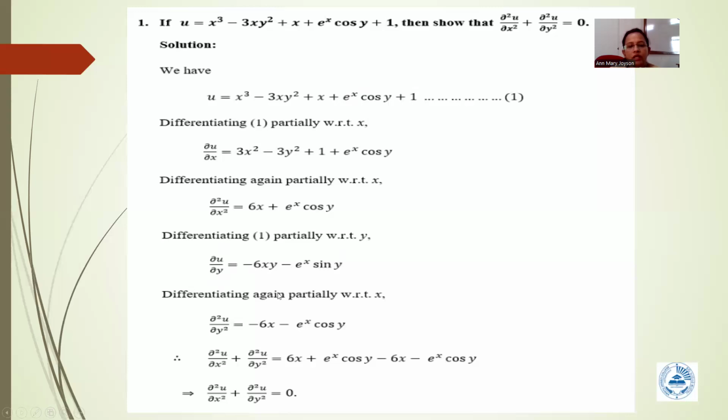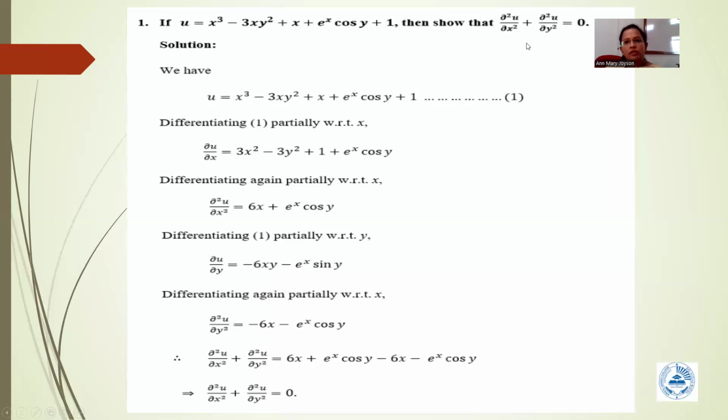Again, let us differentiate this partially with respect to y. That is, here y is a variable. Minus 6x is a constant. Therefore, we have minus 6x into derivative of y, which is 1. Again, let us have this expression. Derivative of minus e raised to x sin y. e raised to x is a constant, so minus e raised to x is written as a constant. Derivative of sin y is cos y. Hence, we have this expression.